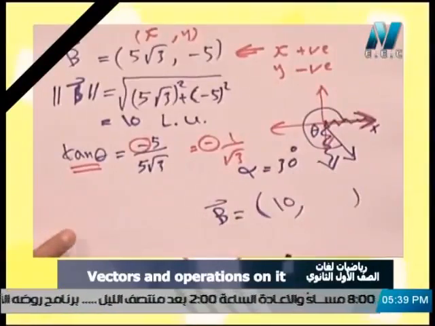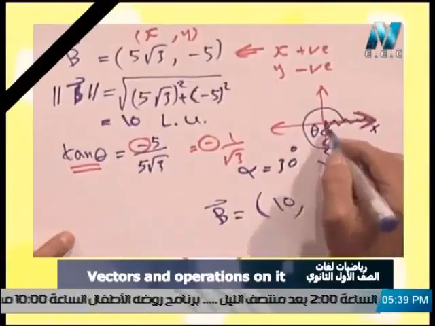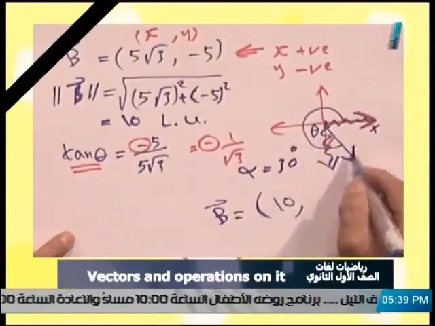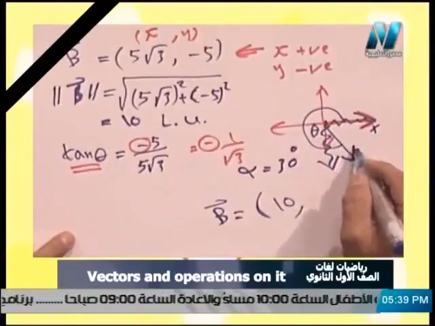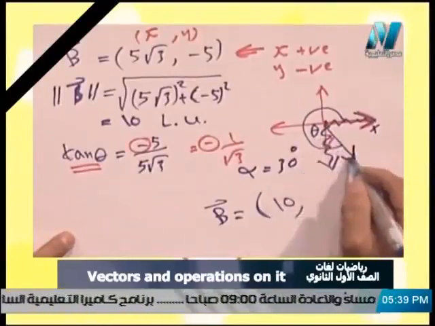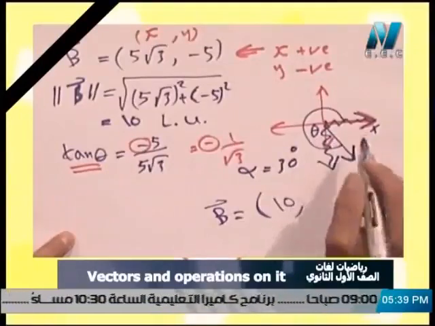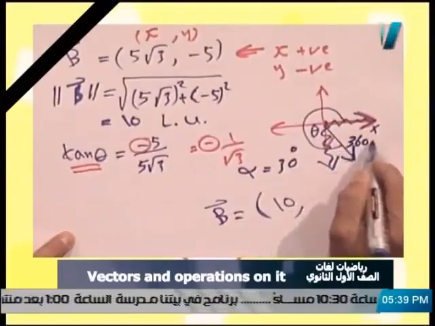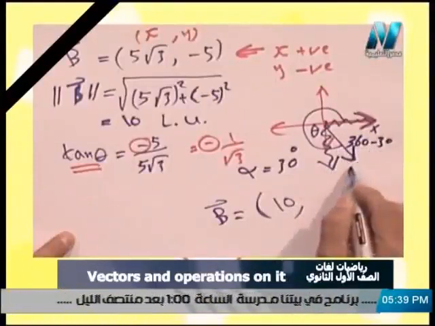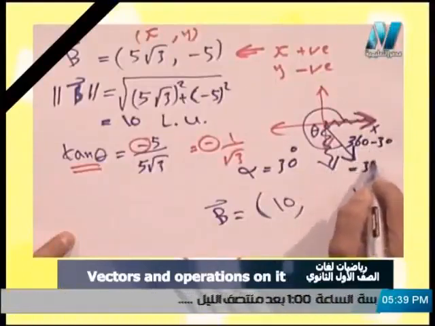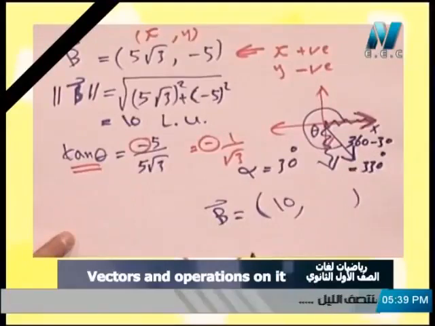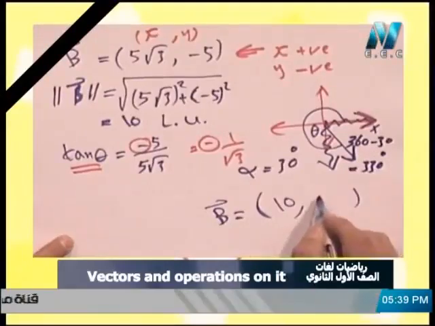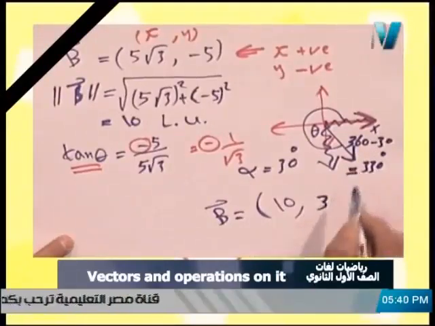But we know that the vector here lies in the fourth quadrant. Fourth quadrant means that we must calculate 360 minus 30, and the answer will be 330. So the angle will be 330 degrees.